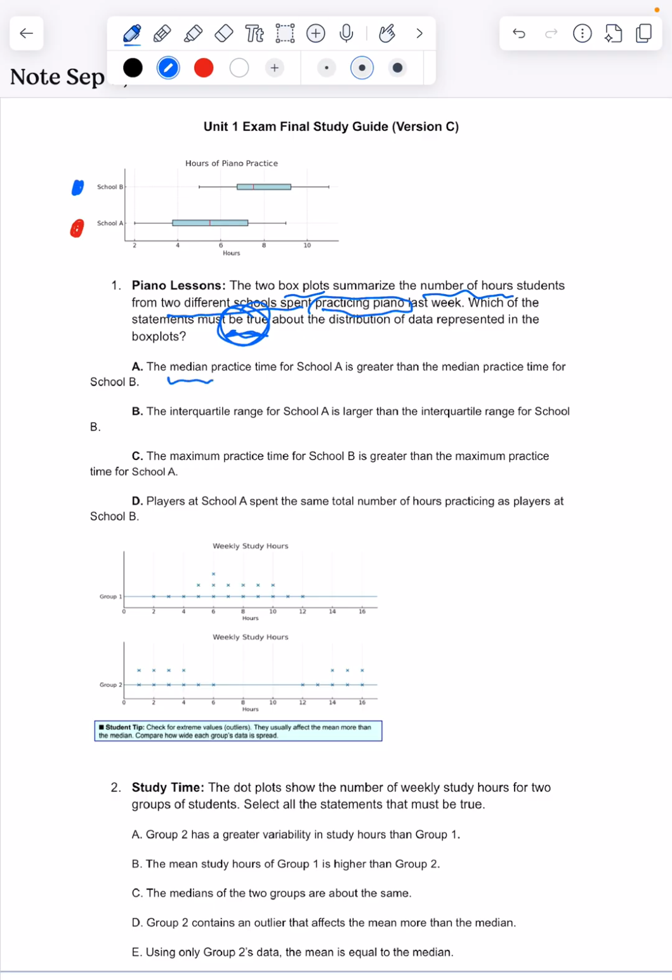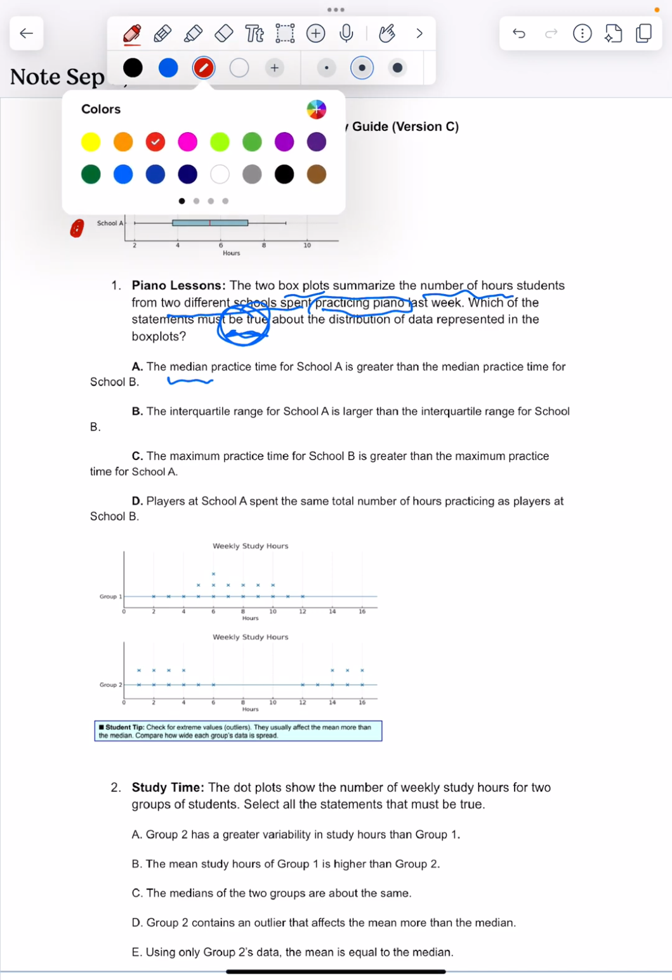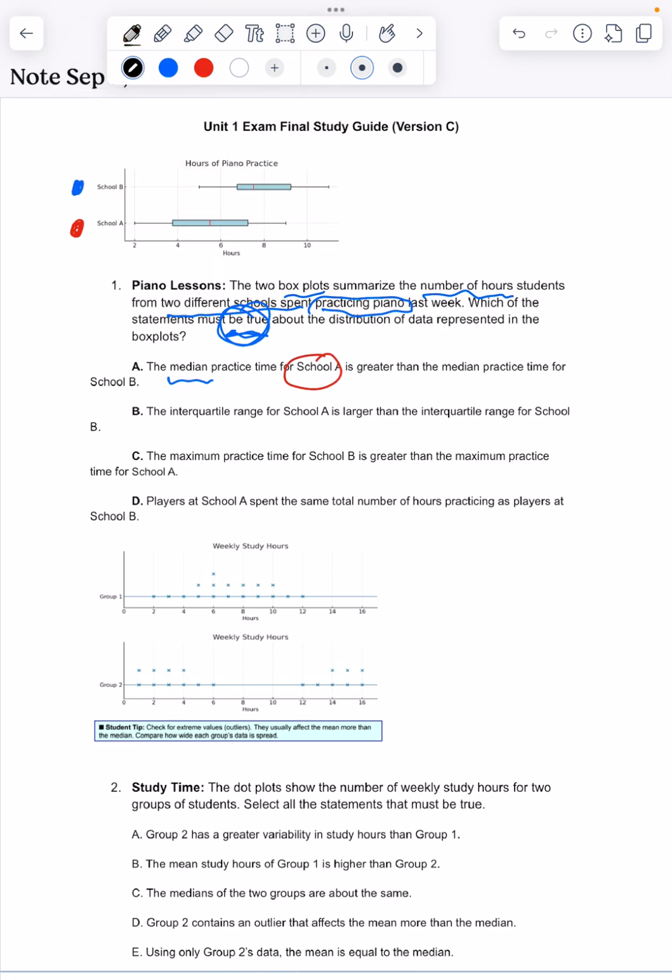So for school A, in this case, it says it is greater than the median for school B. So this is saying that the median for school A is greater than the median for school B. So let's take a look at that. Well, if we remember, the median will have to be in the center. So if we're looking at school B, we're looking at this value here. If we look down, that's approximately 7 or 7.5, right?